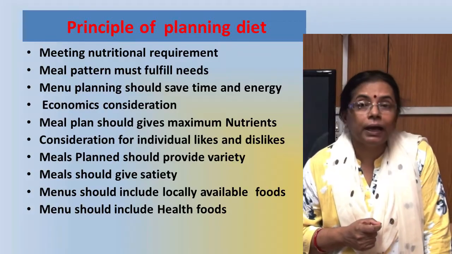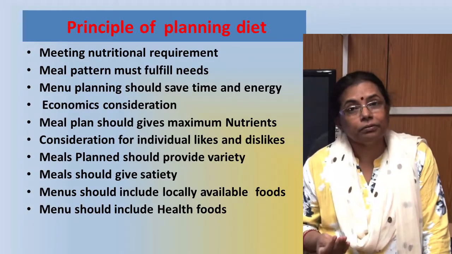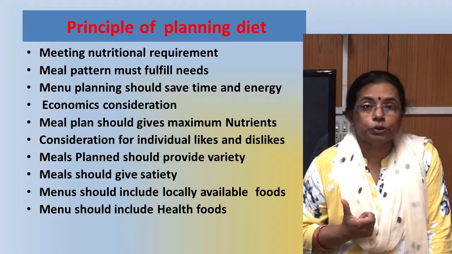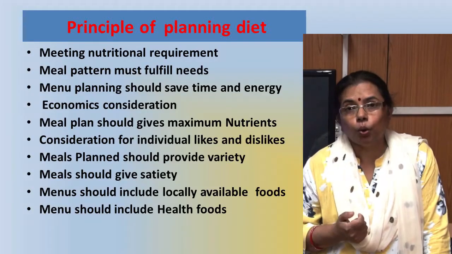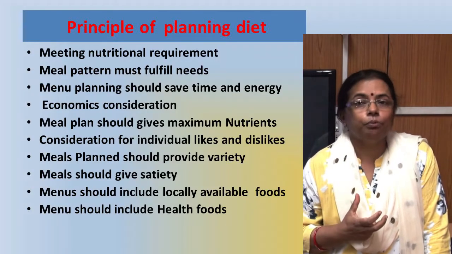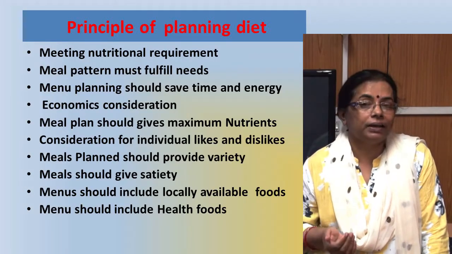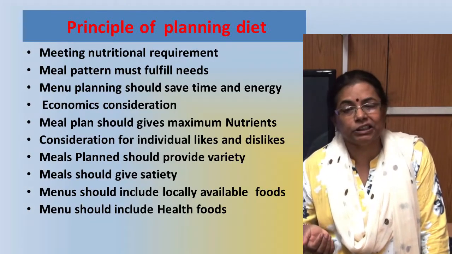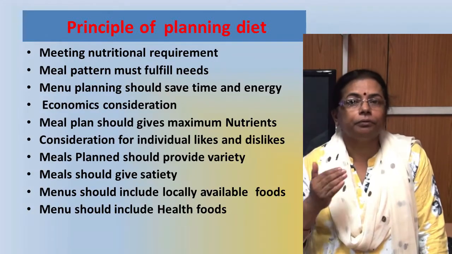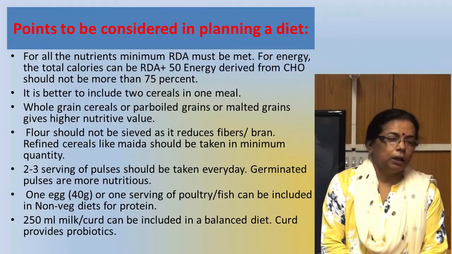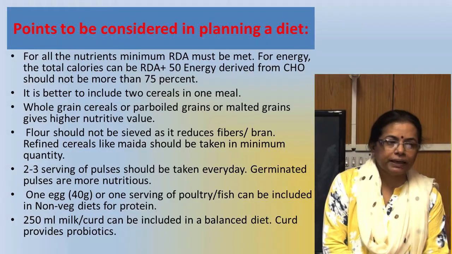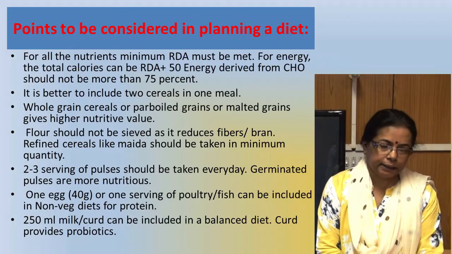Menu should include health foods. Health foods like fruits, vegetables, oats, soybean. This type of food not only provides nutrients, but also provides phytonutrients, and they are rich in antioxidants and prevent disease. There are some points which should be kept in mind while planning a diet.